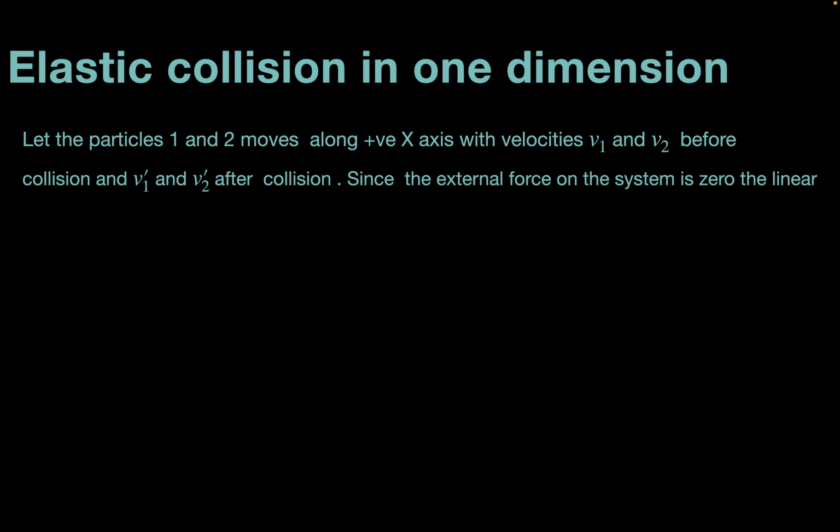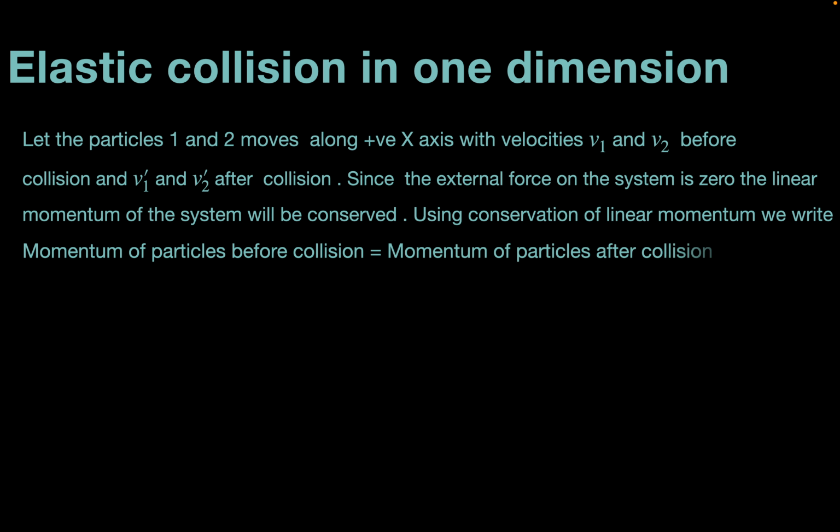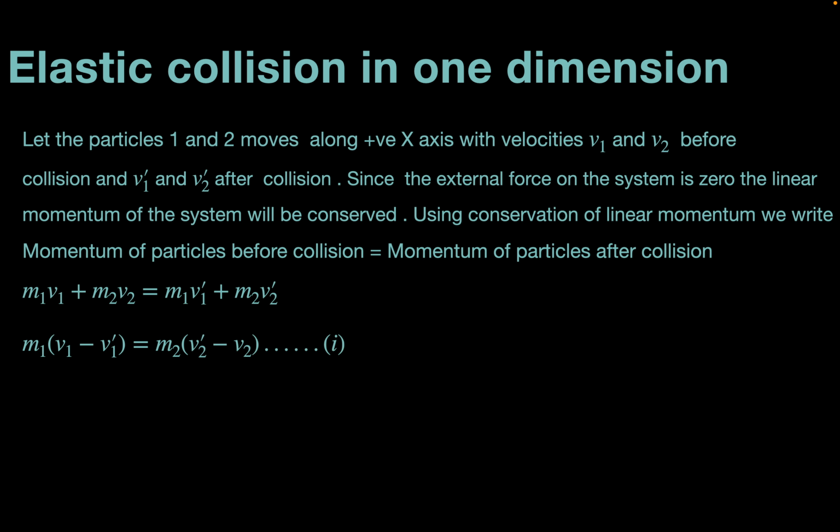Since the external force on the system is 0, the linear momentum of the system will be conserved. Using conservation of linear momentum, we write: momentum of particles before collision equals momentum of particles after collision. So we formulate m1 v1 plus m2 v2 equals m1 v1 prime plus m2 v2 prime, or we can write m1 (v1 minus v1 prime) equals m2 (v2 prime minus v2). Let's call this equation 1.